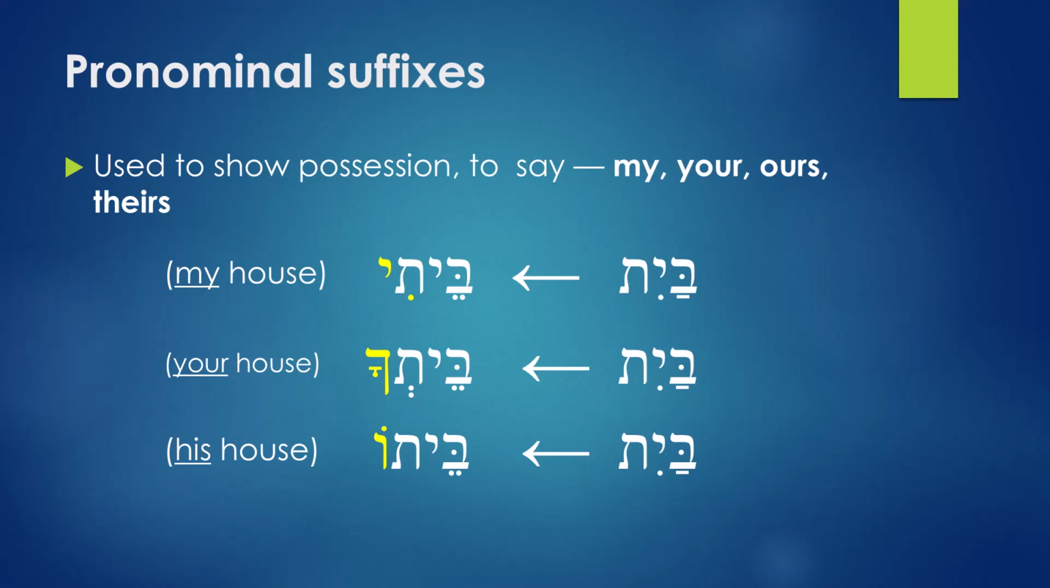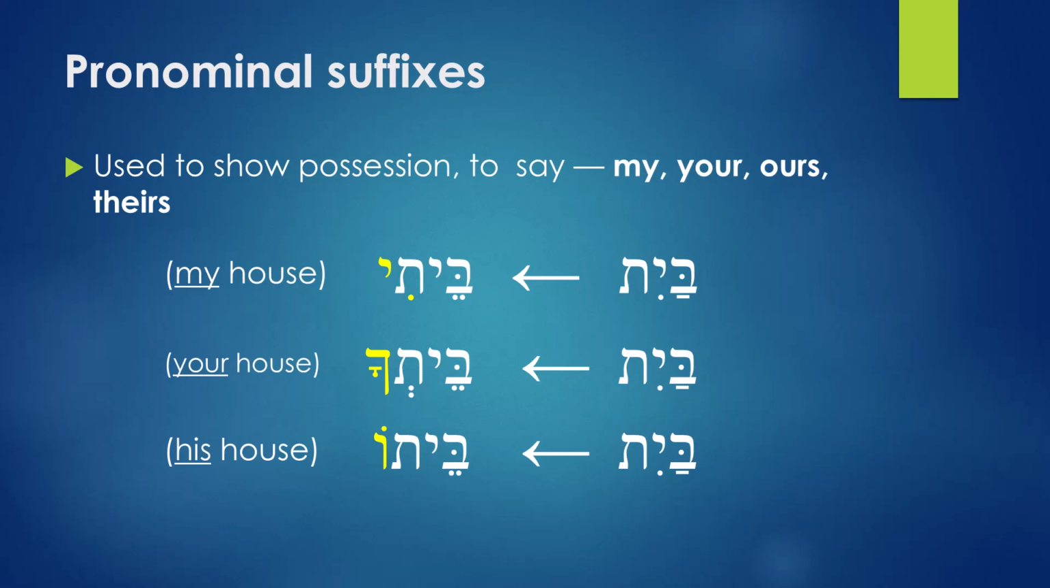And so if you want to say my house in Hebrew, you're going to say beiti. That i at the end tells you you're talking about my house. My is i in Hebrew. Beiti means my house. Beit, from the word bayit, means house. When you want to show possession, you say beiti, my house.